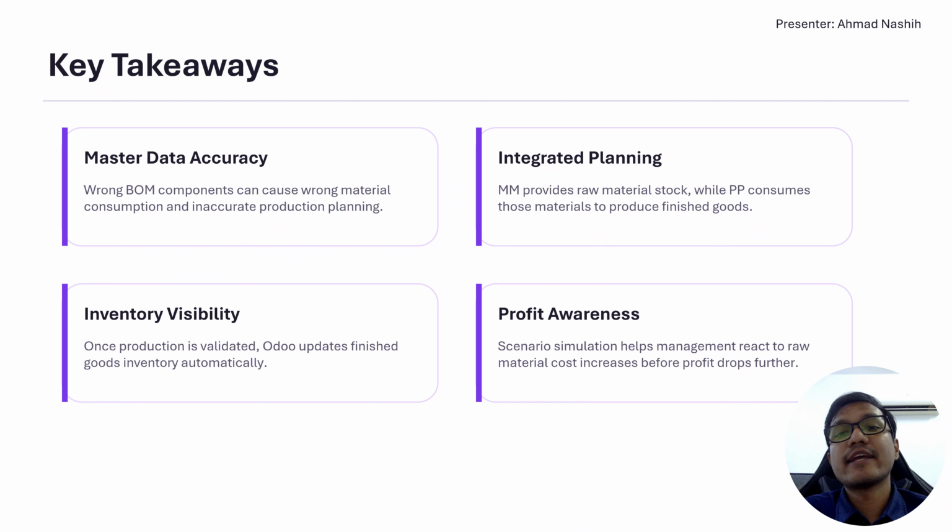There are a few key takeaways from this PP implementation. First, master data accuracy is very important. If the BOM is wrong, Odoo will calculate the wrong materials and production planning will also be wrong. Second, the PP module depends on integration with inventory, because production can only continue when raw materials are available in stock. Third, Odoo improves inventory visibility because finished goods are updated automatically once production is validated. Lastly, scenario simulation helps the company understand how cost changes can affect profit before making pricing or production decisions.